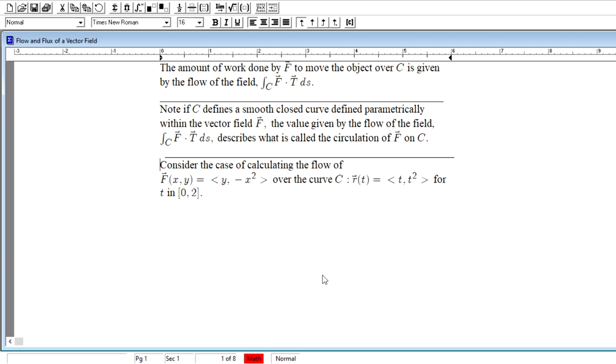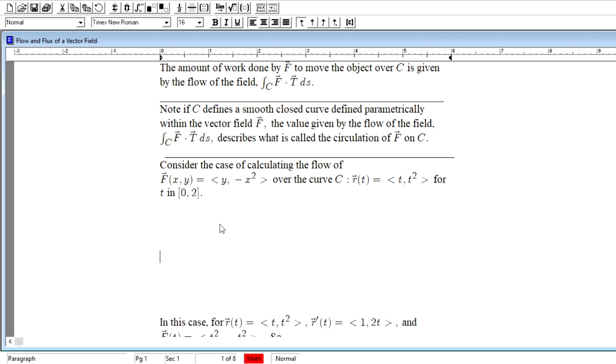We might consider the case of calculating the flow of this vector field in two-dimensional space described by y comma negative x squared over this curve C defined by r bar of t, the parametric curve t comma t squared for t in the closed interval from 0 to 2. Both the vector field f bar and curve C occur in two-dimensional space. What is the flow of the vector field f bar on this curve C?